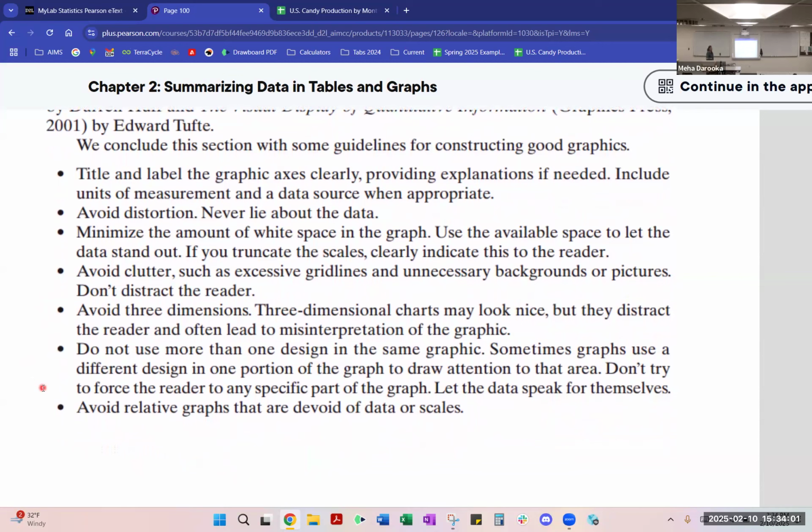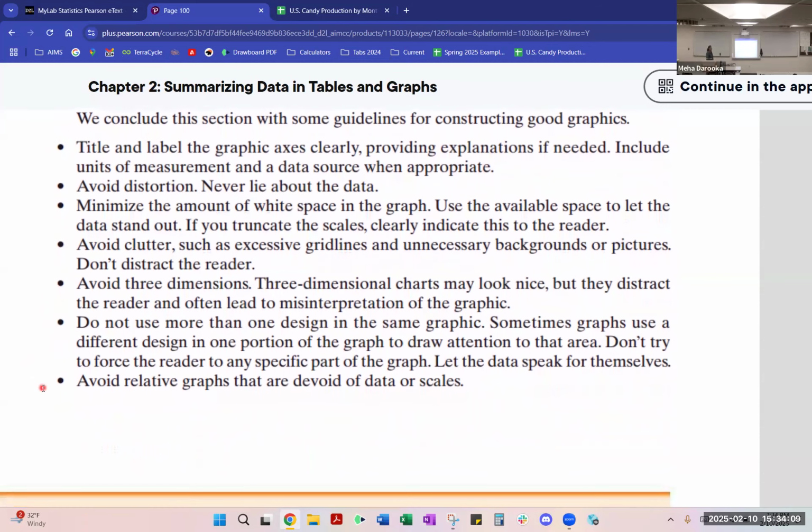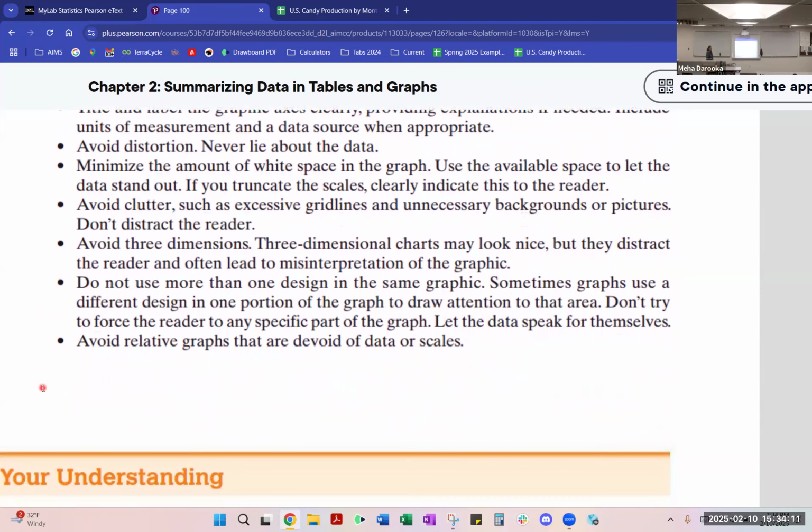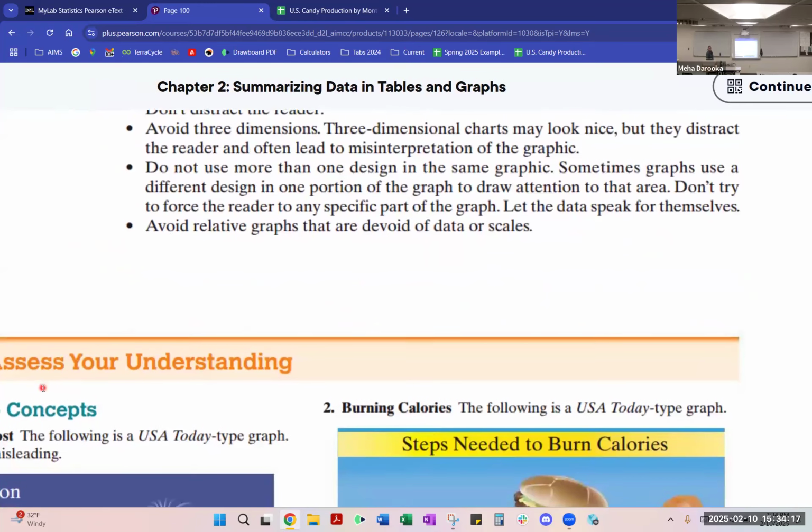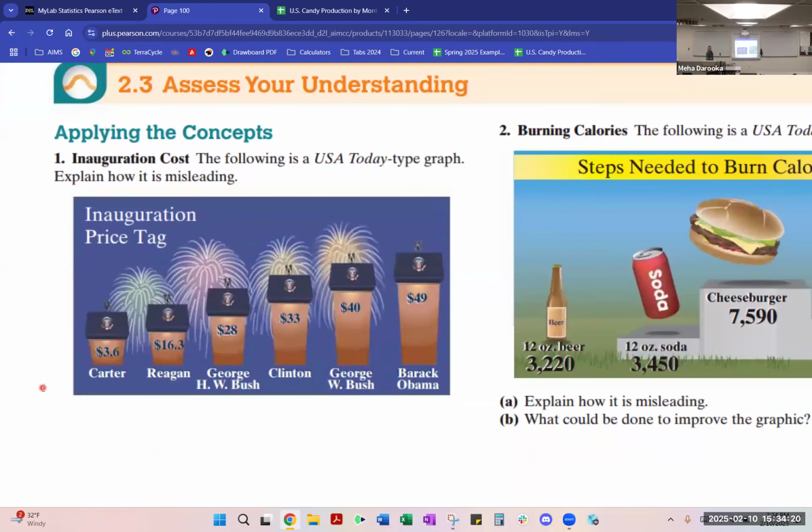Do not use more than one design in the same graphic. Sometimes graphs use different designs in one portion to draw attention to that area. Don't try to force the reader to a specific part of the graph. And then, of course, avoid relative graphs that are devoid of scales or data. So let's take a look at some examples over here.